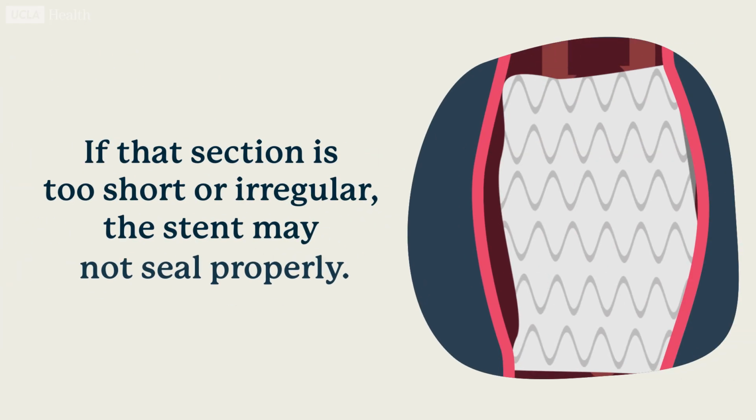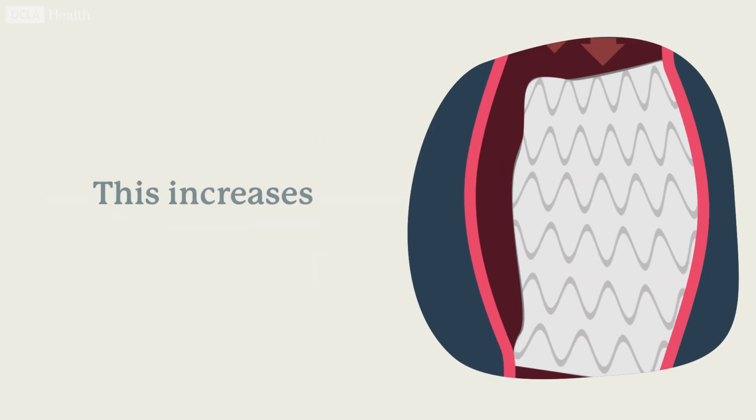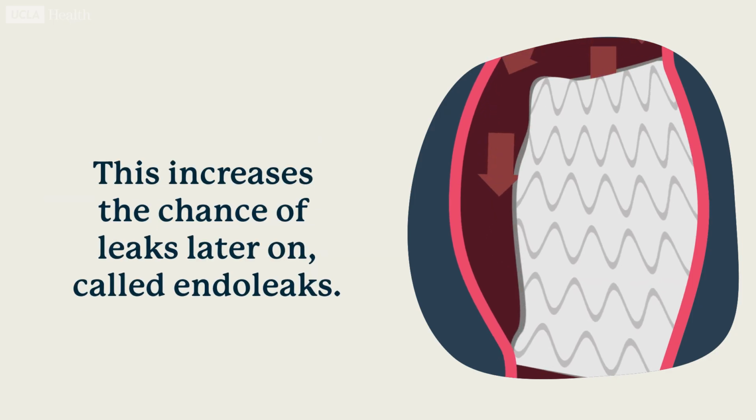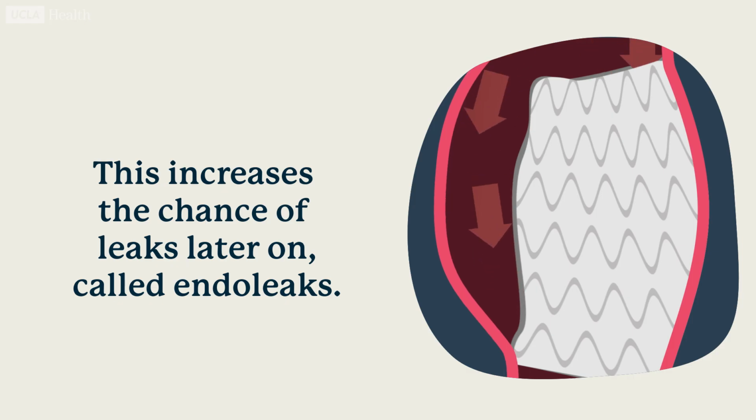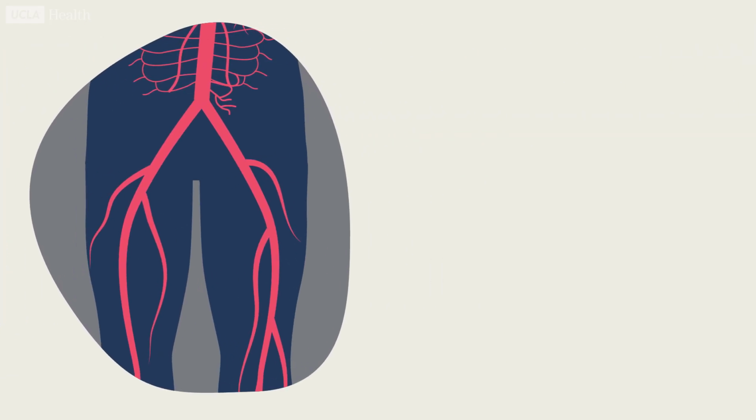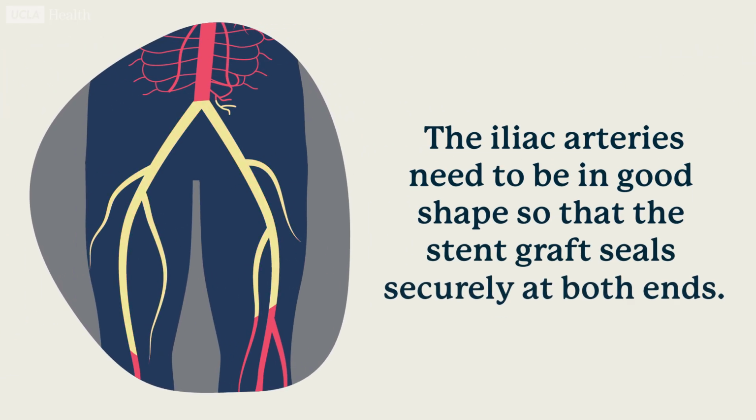If that section is too short or too irregular, the stent may not seal properly. This increases the chance of leaks later on, which are called endoleaks. We also need good arteries at the bottom of the repair. The iliac arteries, which lead to the legs, need to be in good shape so that the stent graft seals securely at both ends.